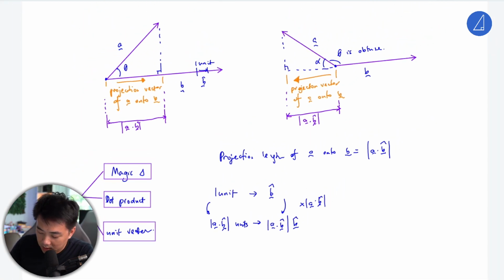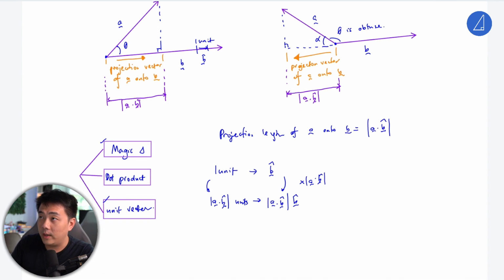Now the problem is that this is essentially parallel to B. You see that this is parallel to B here. But it's not taking the direction of A. That is the main thing, which is why we need to use the third concept, which is the dot product.